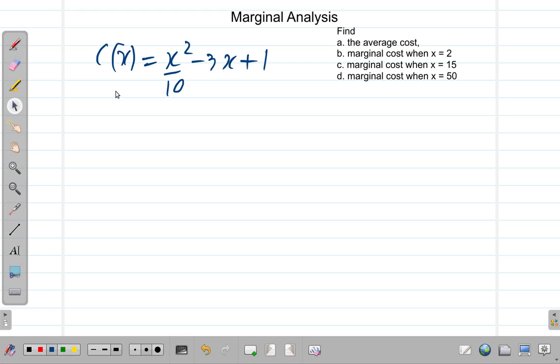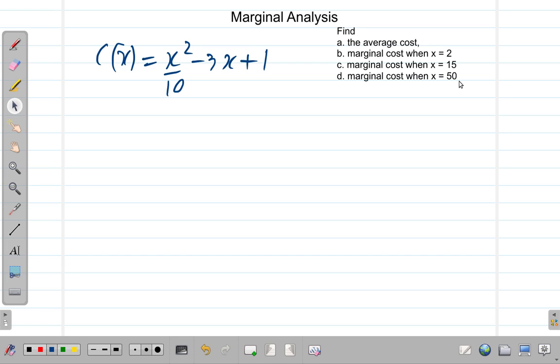Let's continue looking at marginal analysis. We are going to look at this example. This is the total cost function that you're looking at here. C of x is x squared divided by 10 minus 3x plus 1. You're supposed to find the average cost, the marginal cost when x is 2, marginal cost when x is 15, marginal cost when x equals 50.